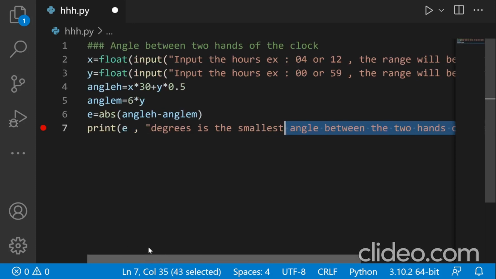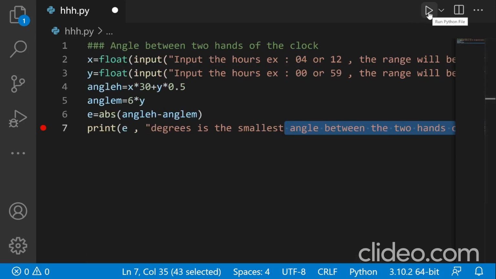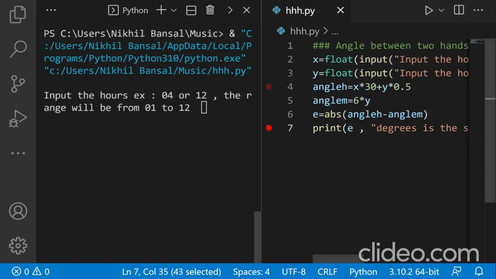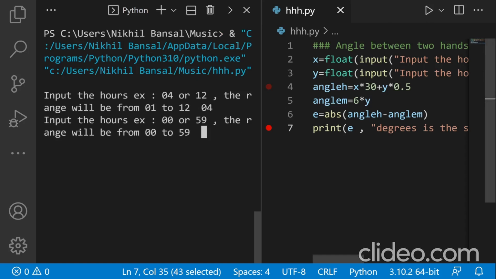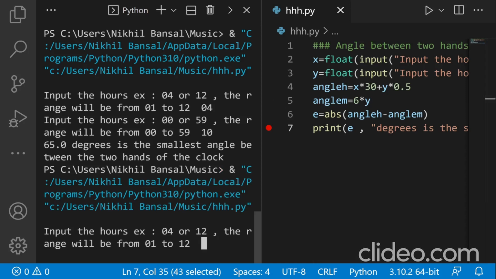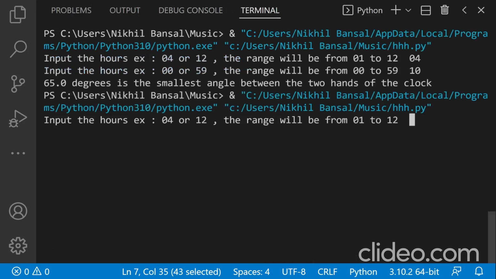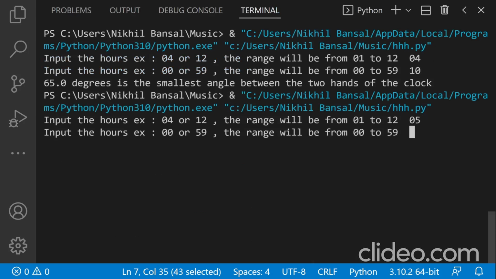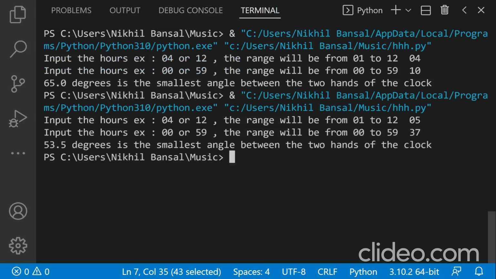I hope it's okay. Let's try for various outputs. Input the number of hours. The range will be from 1 to 12. Let's try 4, and let's do 10. The answer is 65.0. Let's try a little more difficult one. This time let's do 05, 37. Yes, absolutely correct.